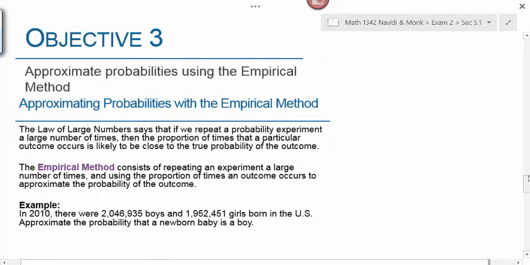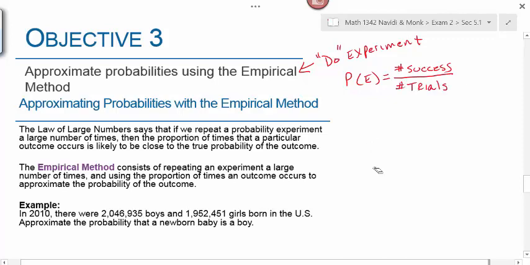Objective 3 is approximating probabilities using the empirical method. Remember, the empirical method is just when you're doing an experiment. And here we said the probability of an event using the empirical method is the number of successes divided by the number of trials. The law of large numbers says that if we repeat a probability experiment a large number of times, then the proportion of times that a particular outcome occurs is likely to be close to the true probability of the outcome. We've already talked about that. The empirical method consists of repeating an experiment a large number of times and using the proportion of times an outcome occurs to approximate the probability of the outcome.